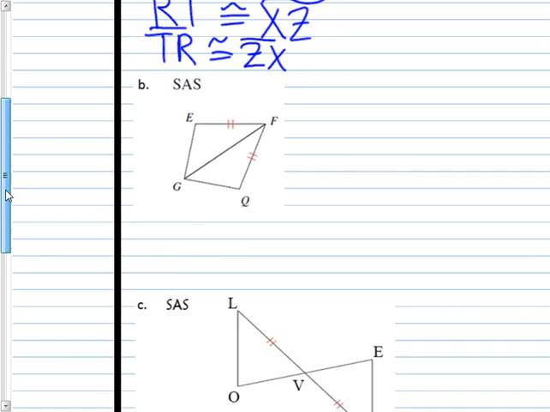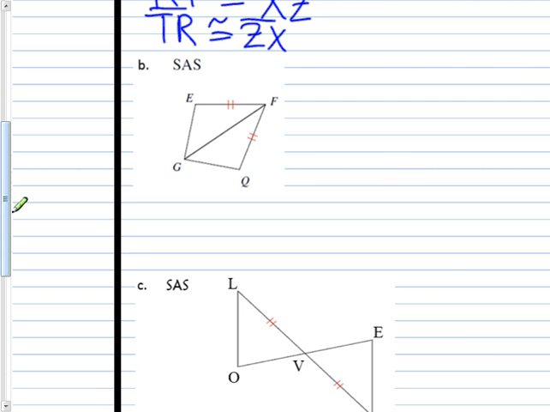Let's try this next one, SAS. We need to prove these two triangles congruent using the SAS theorem. Let's look and see what we already have. We already have a side, EF and QF. Do we have anything else? Using our reflexive property, we know that GF is congruent to GF. So we have another side.